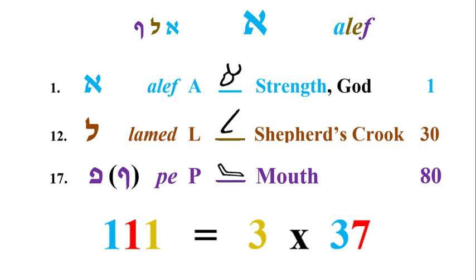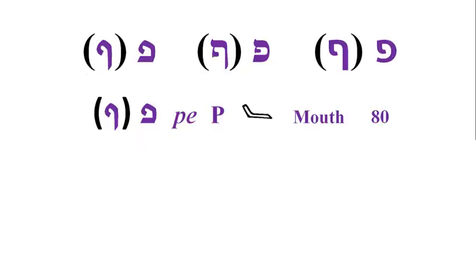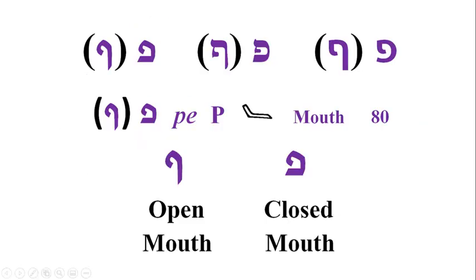And as we said, Pei has 2 forms, right? The first form, normal Pei, is a closed mouth. It looks like a closed mouth. And then the final form represents an open mouth.